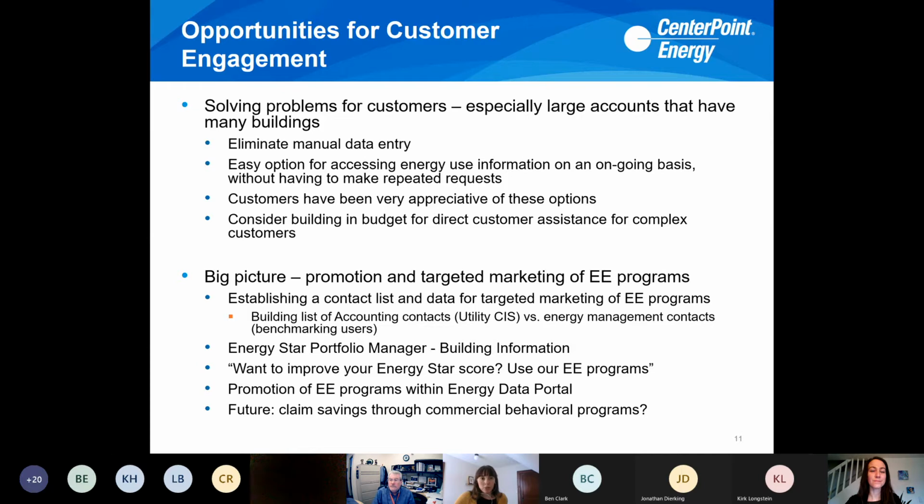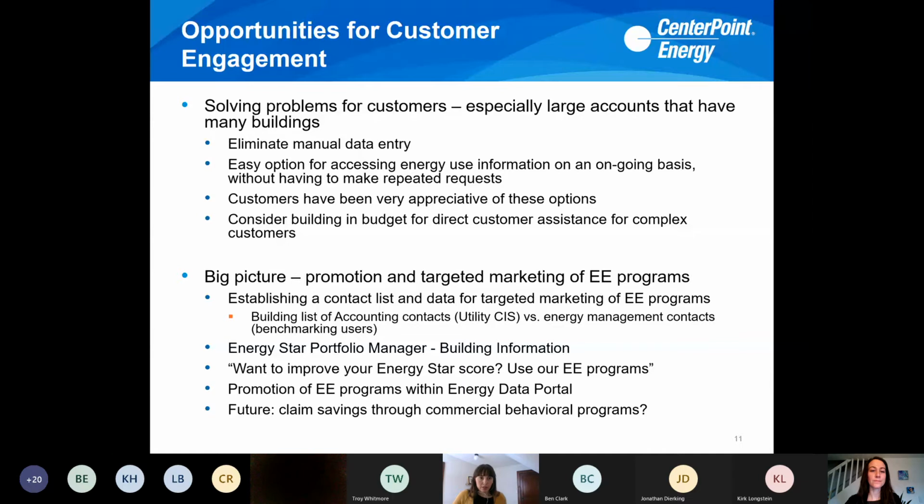And one thing that we have been doing lately is doing a little bit more direct support for large customers with large portfolios of buildings, just making it a little bit easier to get their data organized in a way that makes it easier for them to get set up within the portal. So that's something you can consider.